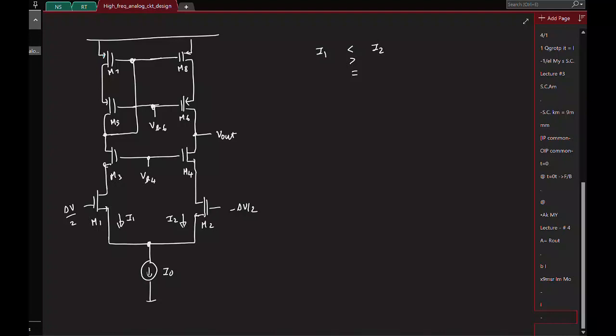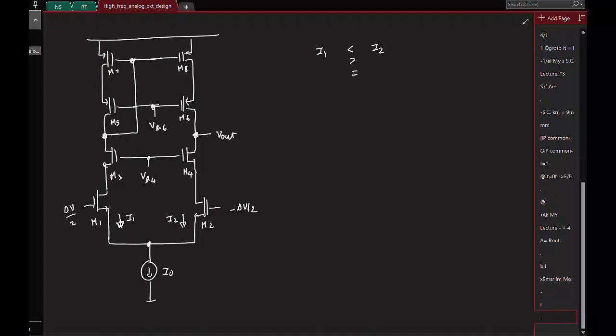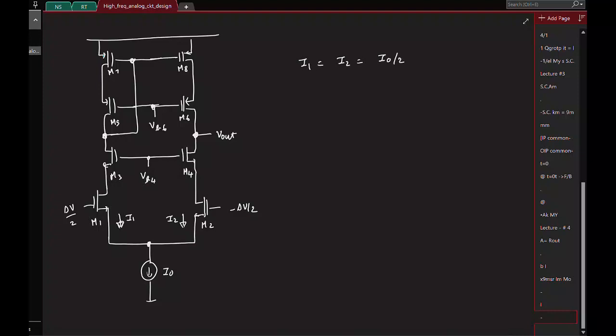So for these two currents to be equal, the drain to source voltages must also be equal, which means these voltages must be equal. If you assume they are not equal, you'll end up with some contradiction saying PMOS current is not equal to NMOS current. So again the same logic, I1 is I2, I0 by 2.